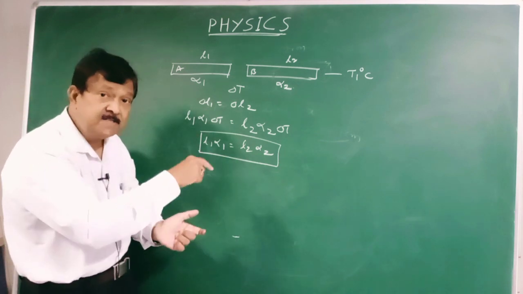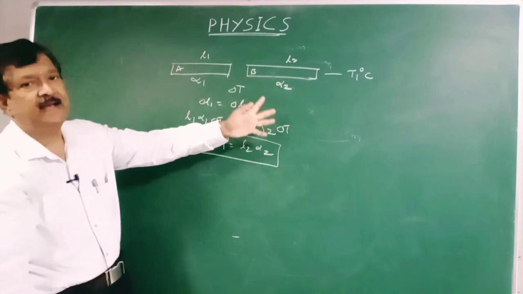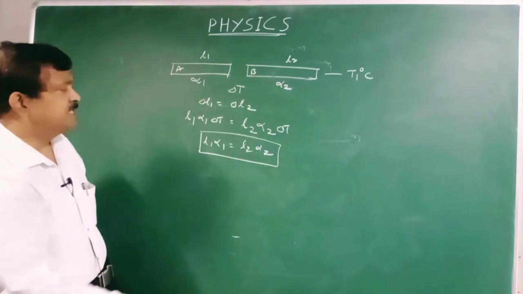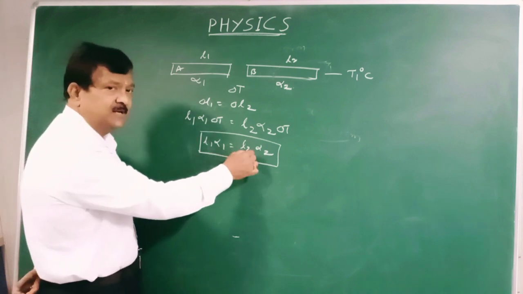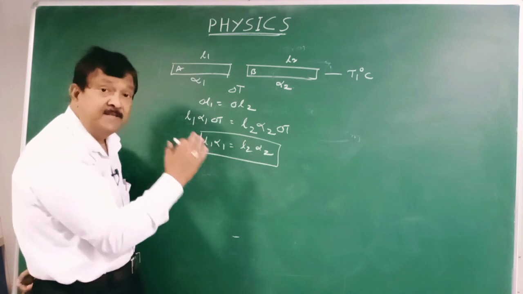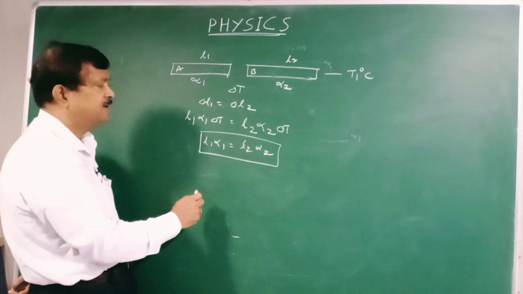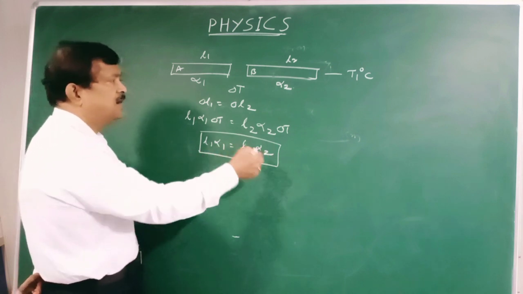But when the expansions of the two rods are equal, the difference between their lengths also remains a constant. So for the necessary condition, we can use this equation. When this condition is satisfied, their expansions are equal. As a result, the difference between their lengths is also a constant. So L1 alpha 1 is L2 alpha 2.